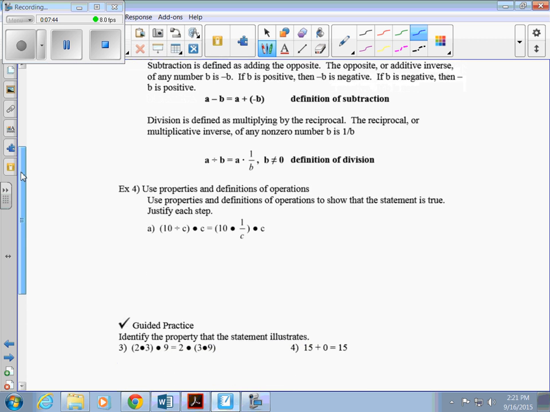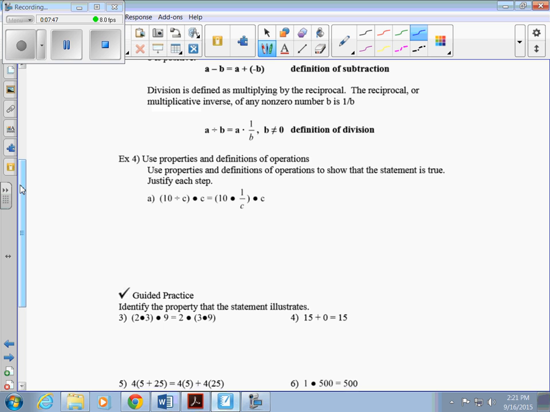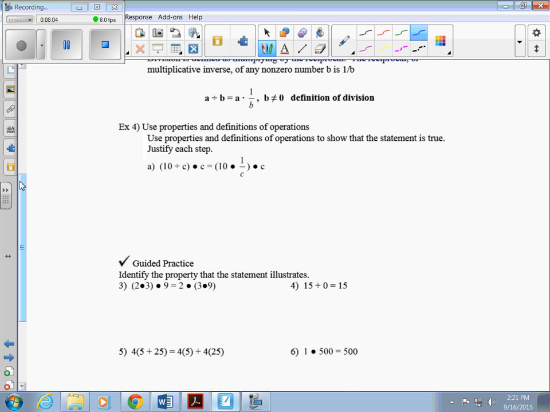So in example 4, it says you're going to use the properties and definitions of operations to show that this statement is true: 10 divided by C, times C, equals 10 times 1 over C, times C. In geometry, we did a lot of proofs. So this is a type of proof. We're just going to show how we get the left side to equal the right side.